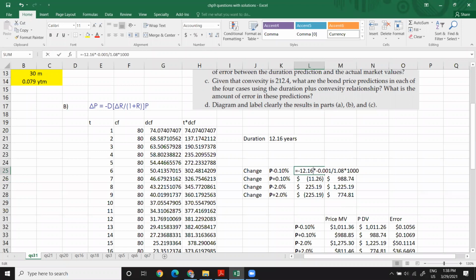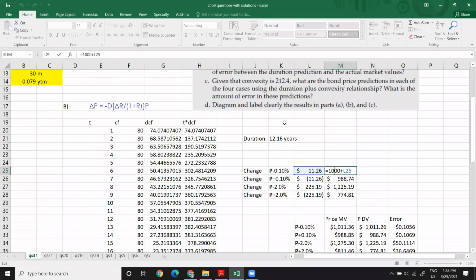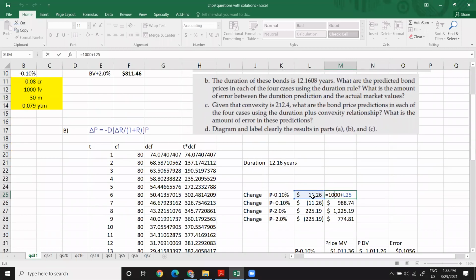I add this to the bond price, because my bond price is $1,000. I add this price change that I got using the formula, and I get 1,011. But what if the change increases?